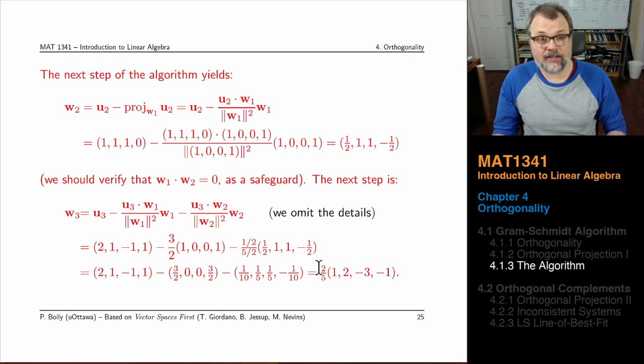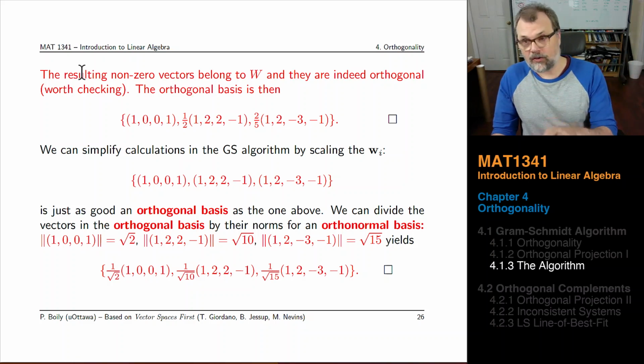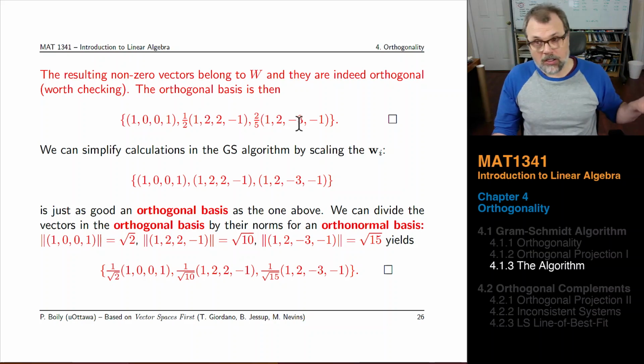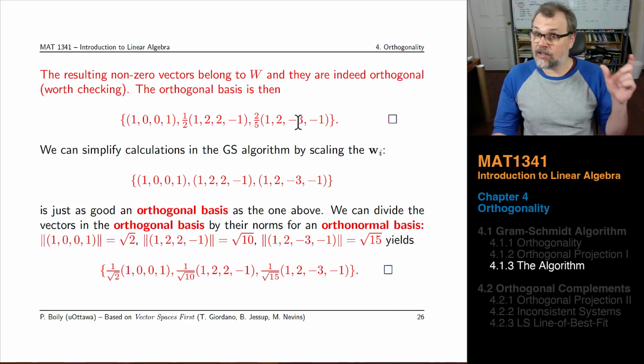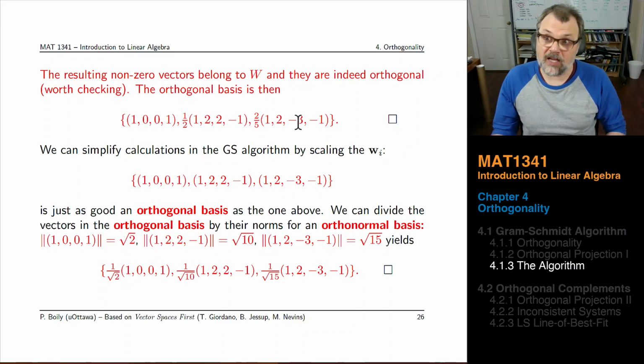What you get out of this is that the Gram-Schmidt algorithm gives you 3 orthogonal basis vectors. They're all different from 0, so the original set was a basis. It means that W is a space of dimension 3.